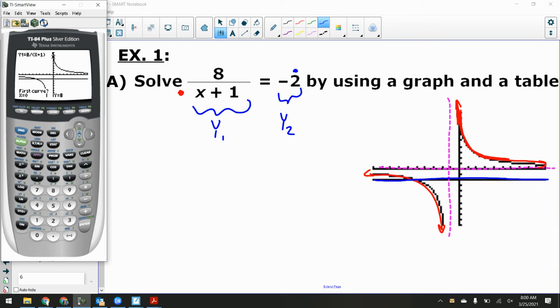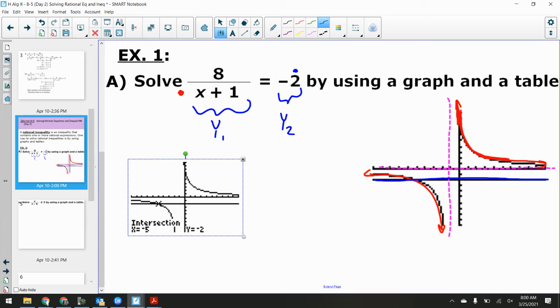So what I have to do is arrow over until I see it jump over to my other branch. There it is. You see my cursor now? It's on the other branch. It's where the intersection point actually is. Now if I hit enter, and then enter, and then enter, now it's going to find it. Okay? So my intersection point is at -5, -2, the x value being -5. Questions about that?